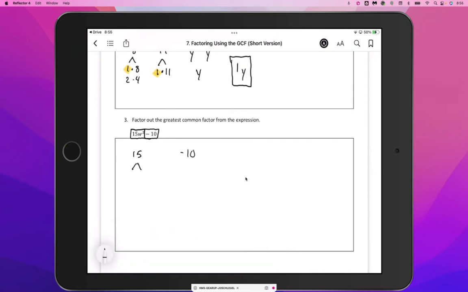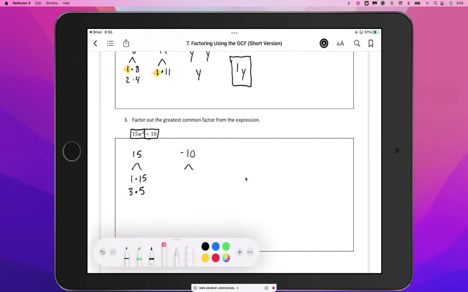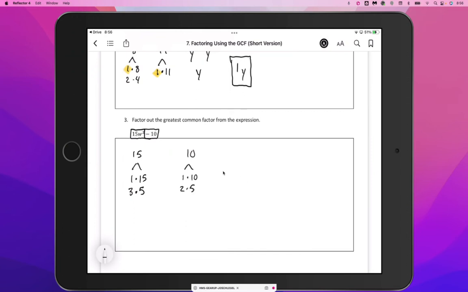And so 15 will have factors of 1 times 15. 2 does not work. 3 times 5. 4 does not work. 5 does, but I've already got it. Negative 10. And again, we're just going to consider that as a 10. We'll have factors of 1 and 10. 2 times 5. 3 does not work. 4 does not work. And we already have 5. Okay, so from the number side of this here, we can see that our greatest common factor is 5.